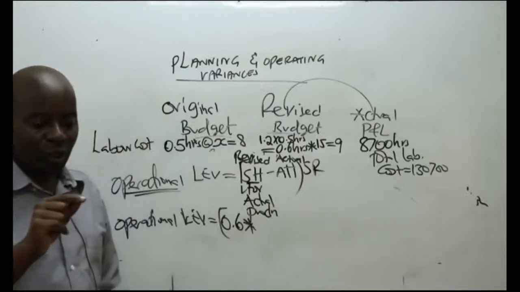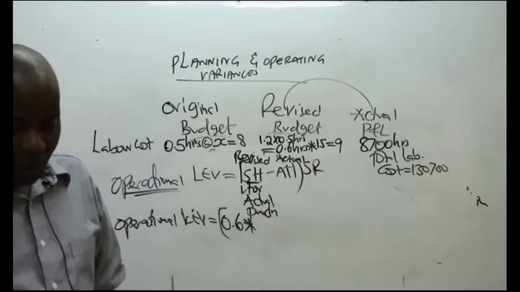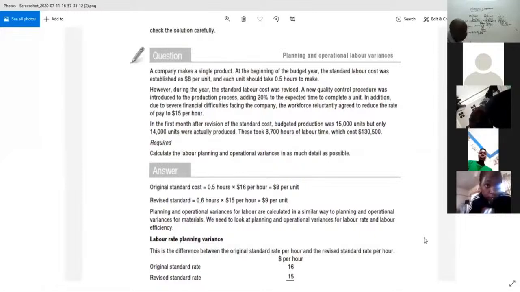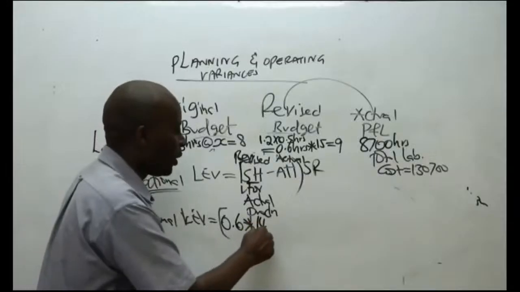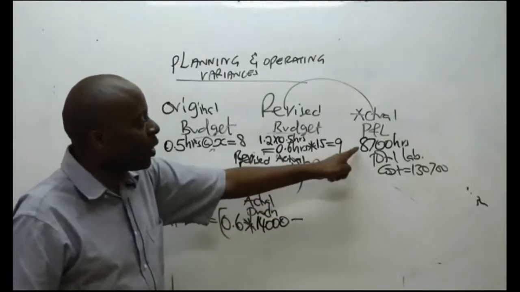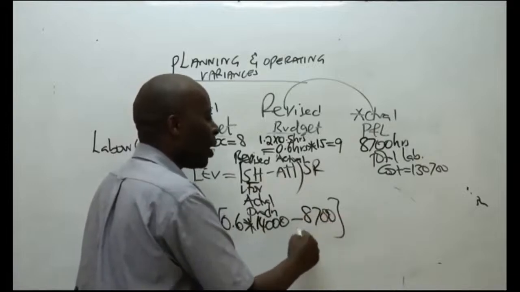If you read this question very well, paragraph number 2, you'll be able to see that we only produce 14,000 units. So I'll take 0.6 hours because I want standard hours. 0.6 hours times 14,000 minus the actual hours, which were 8,700.